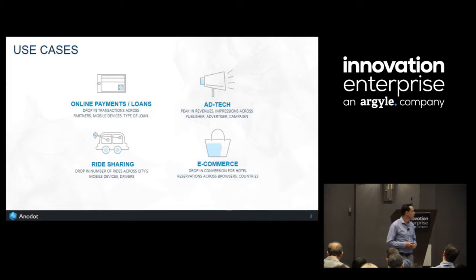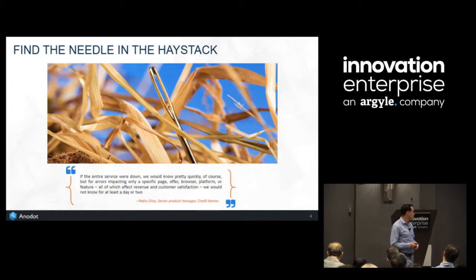You mentioned that before. Let's look at one or two more examples in detail. So basically, find the needle in the haystack, like I said. This is a quote from Pedro Silva, Senior Product Manager at Credit Karma and one of Anodot's customers. He says that if the entire service were down, we would know pretty quickly, of course, but for errors impacting only a specific page, offer, browser, or platform, all of which affect revenue and customer satisfaction, we would not know for at least a day or two.